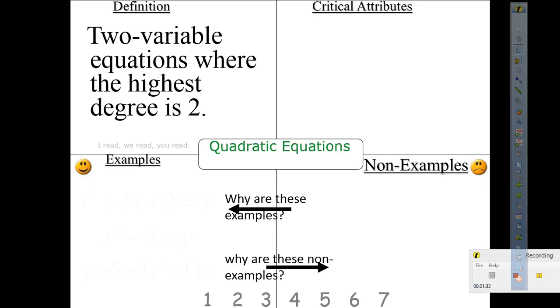Examples. Write those down. x squared plus 3x plus 2 equals y. x squared minus 9 equals y. y minus 6 equals 3x squared plus 11x.